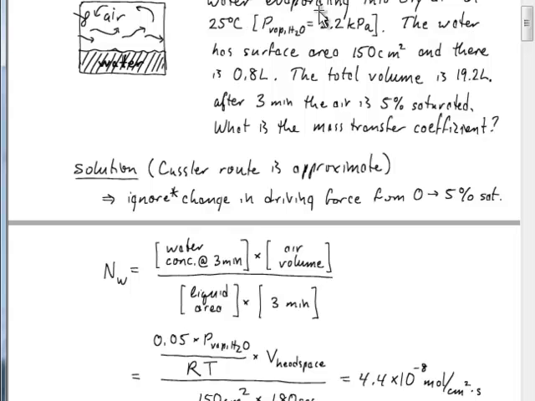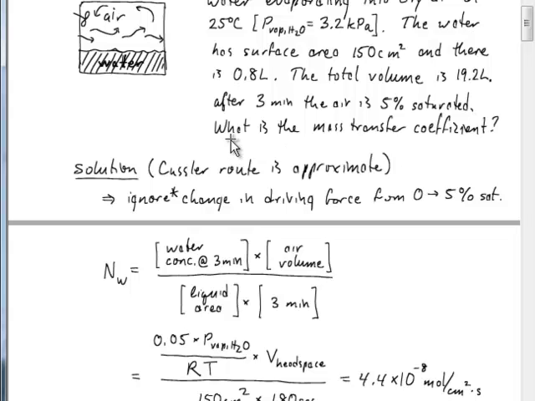Okay, so here's the basic idea. You have water evaporating into dry air. It's initially dry at 25 C, and the vapor pressure at that temperature is 3.2 kilopascals of water. That's very low relative to atmospheric, of course. The water has a surface area of 150 centimeters squared. That's the area of this interface across here. The water initially is 0.8 liters of water in the bottom of this vessel, with total volume 19.2 liters. And we're given that after 3 minutes in contact with the initially dry air, the air reaches 5% saturation.